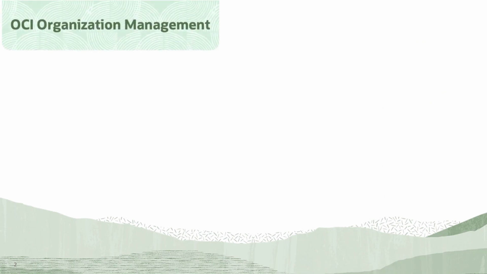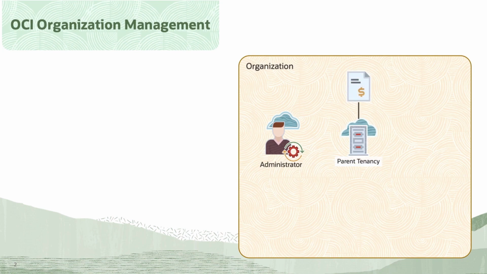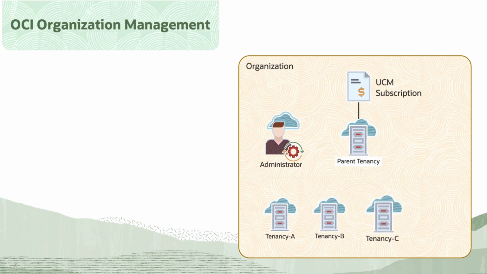For example, your company or your organization has a single tenancy and large universal credit model subscription. But due to the compliance requirement, you need to have multiple tenancies that are physically segregated and use different identity provider for each environment. Here, compartment segregation alone may not be sufficient, and creating new pay-as-you-go account or new UCM contracts may not be feasible or desirable. So this is where OCI Organization Management comes in.